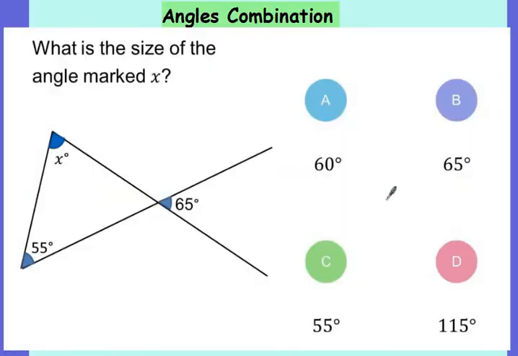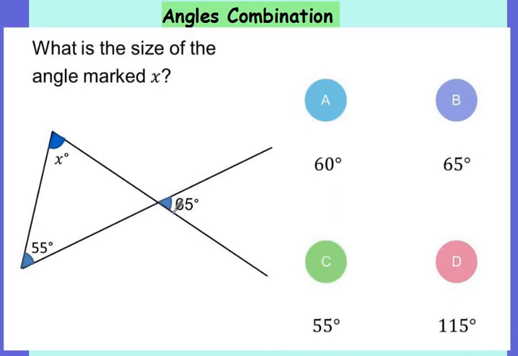Okay, Year 7, ABCD cards. What is the size of the angle marked X? You're going to need to know vertically opposite angles and angles in a triangle. Pause the video and work it out now for me. Okay, let's go through the answer.